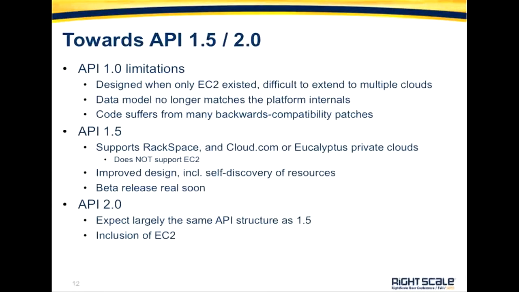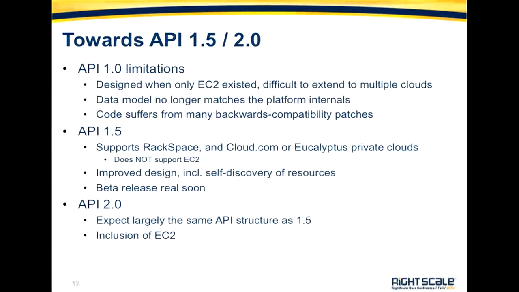Now, how we're going to move from API 1.0 to 1.5 and 2.0. The idea is that we're going to use API 1.5 as an intermediate step. The goals there are to support Rackspace and Cloud.com or Eucalyptus, and offer this API only for those. We're not going to offer the API for EC2, and the reason is that we're going to continue using API 1.0 there. We want to improve the design. We're also adding nice things.